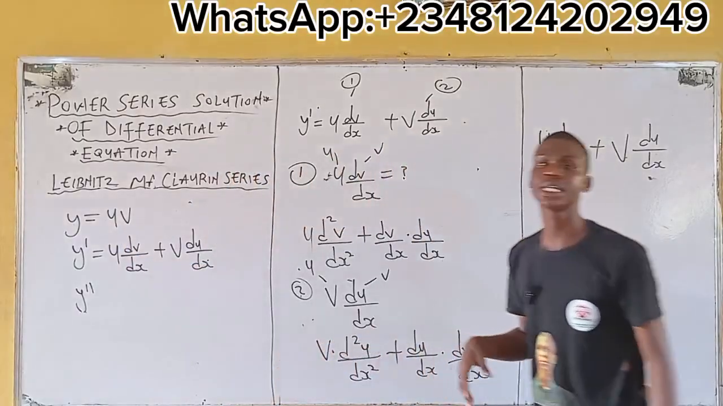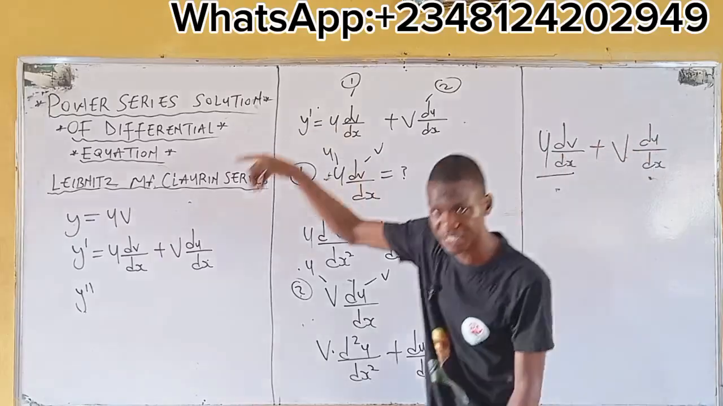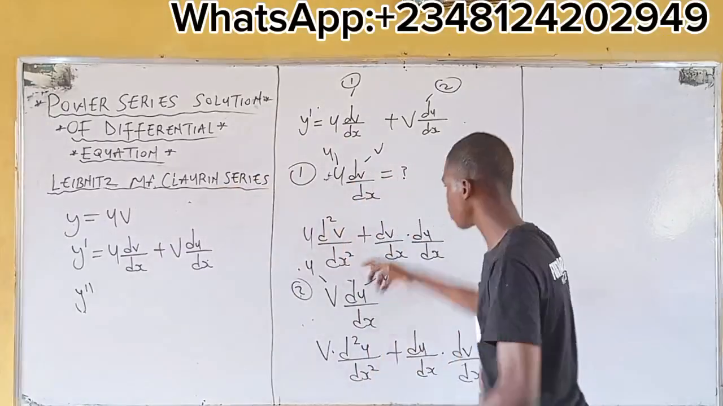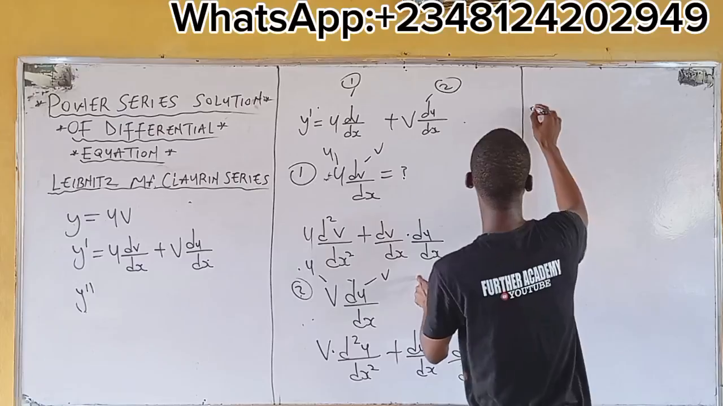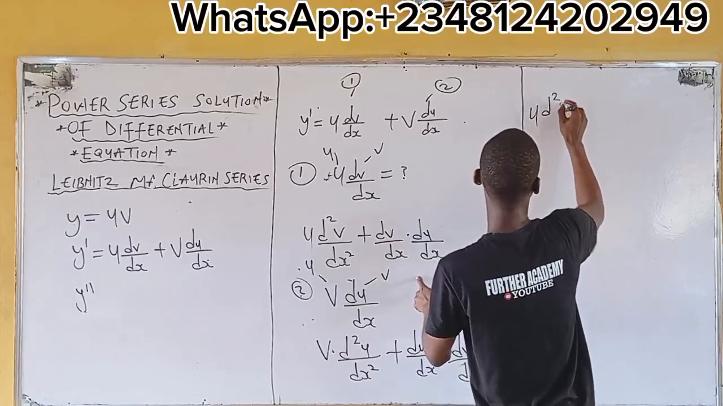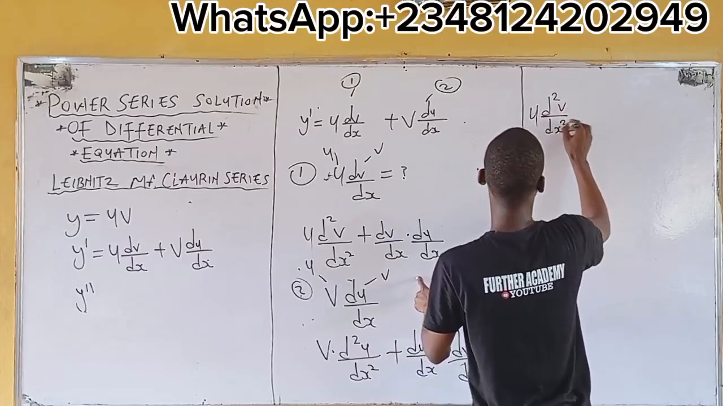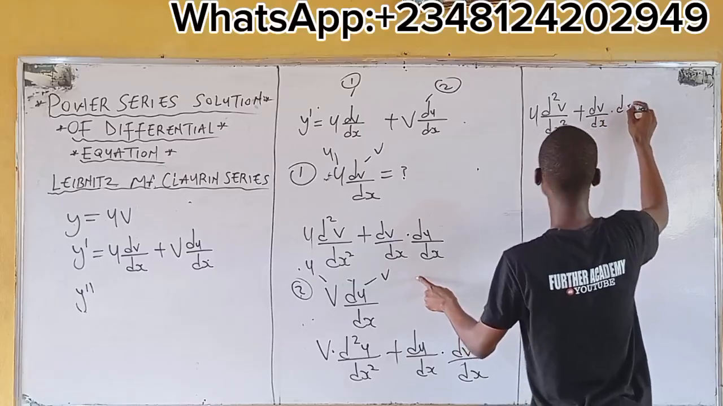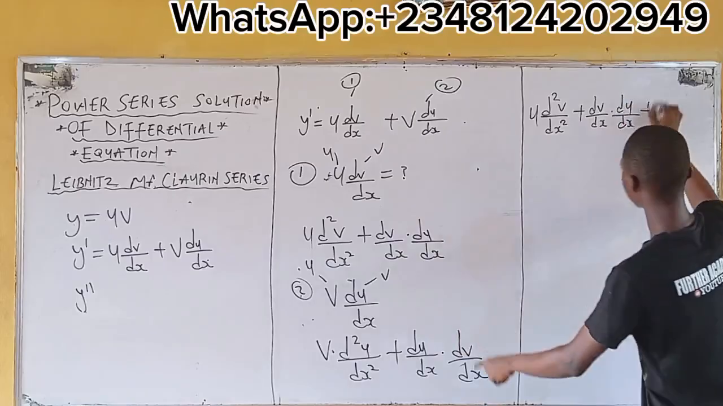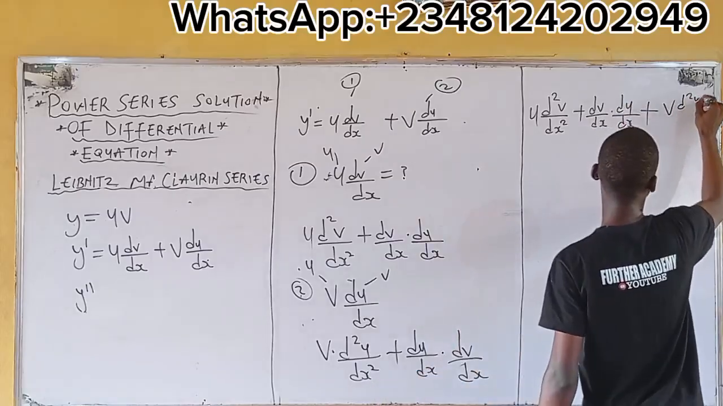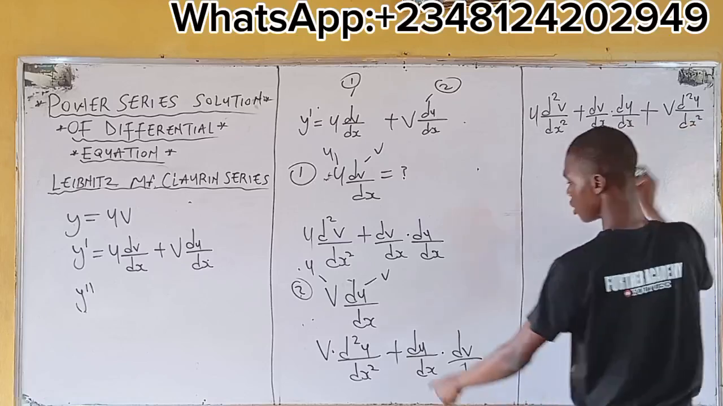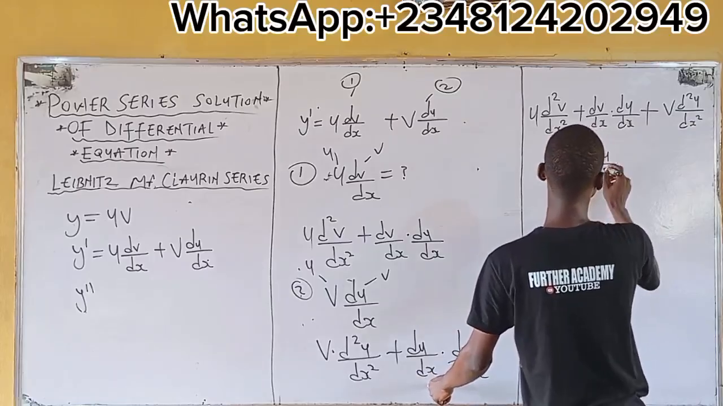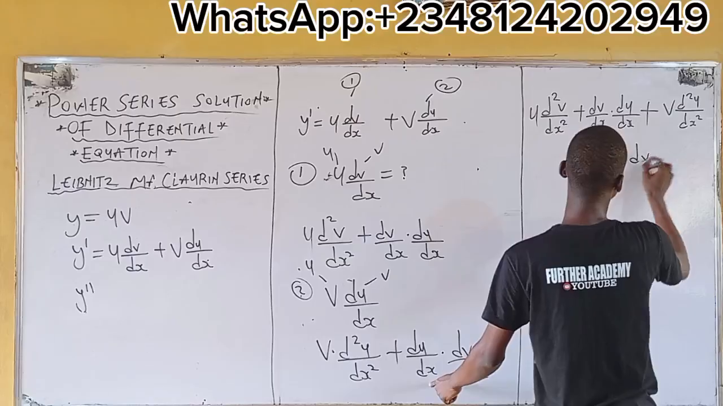Right? Now, same idea. We've gotten the first derivative, we've also gotten the second derivative. How do you go about the third derivative? Differentiate again. So let's sum it up. What do we have? Meaning we have this u d²v all divided by dx², plus dv over dx multiplying du over dx, plus v d²u over dx², plus du/dx multiplying dv over dx.